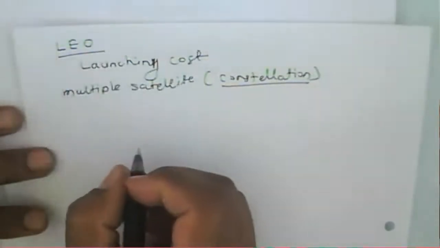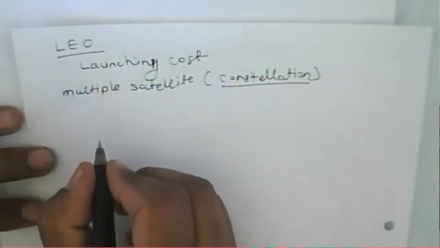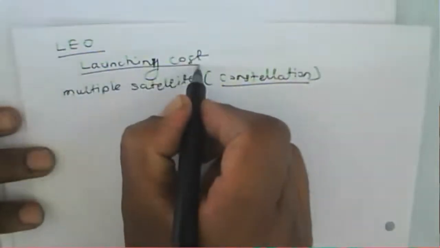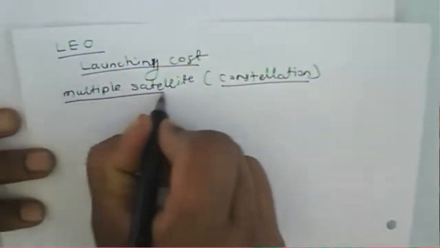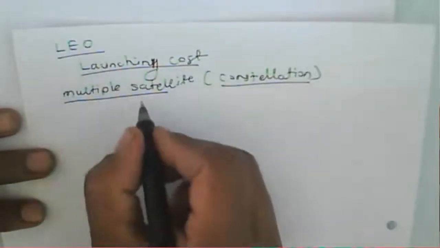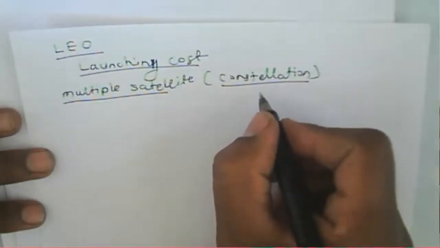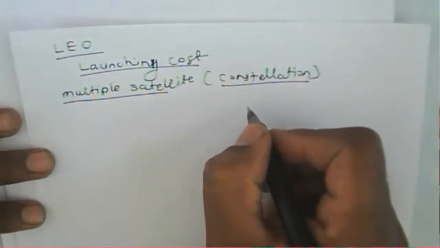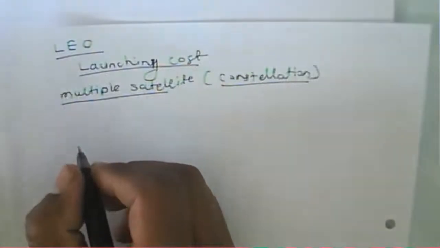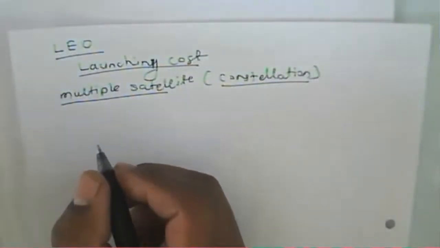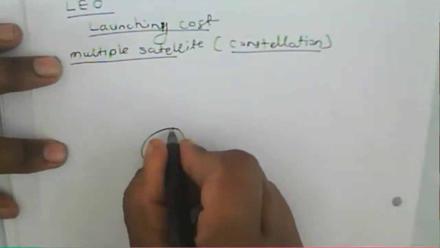Why is a constellation of satellites needed? Because the area coverage by a LEO satellite is small. Now we say that the launching cost of a LEO satellite is small because it is in a low orbit. But we need to launch multiple satellites because we need to form a constellation. So that's why the overall cost of the system will be higher.